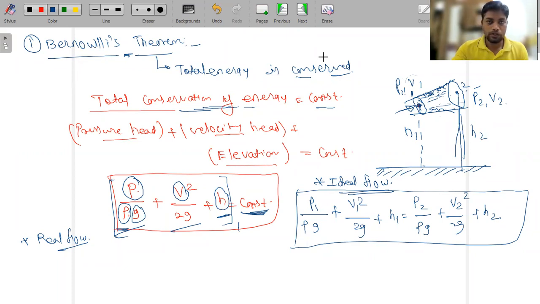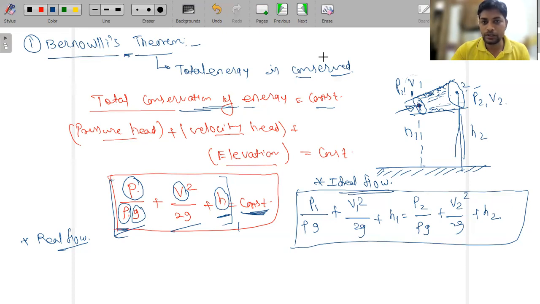Good morning, sir. Good morning, Arshad. Sir, let us suppose we are installing a small wind turbine on the top portion of the car. Can we apply Bernoulli's theorem?